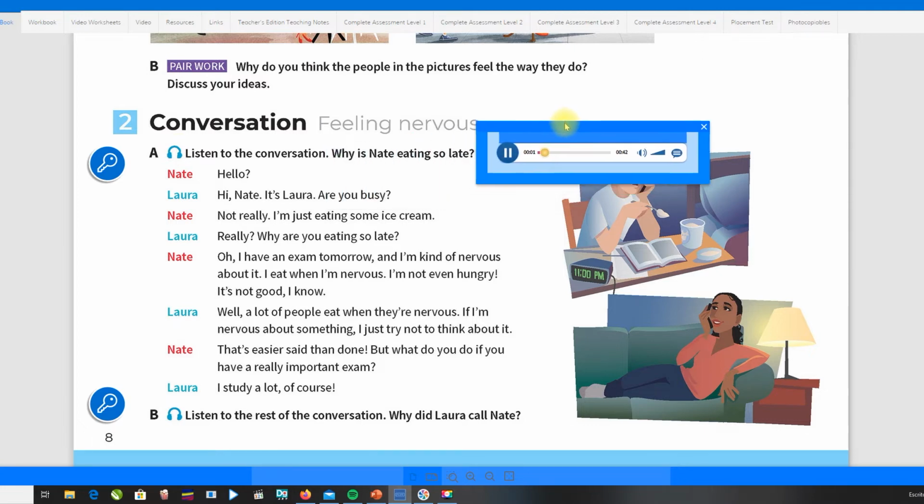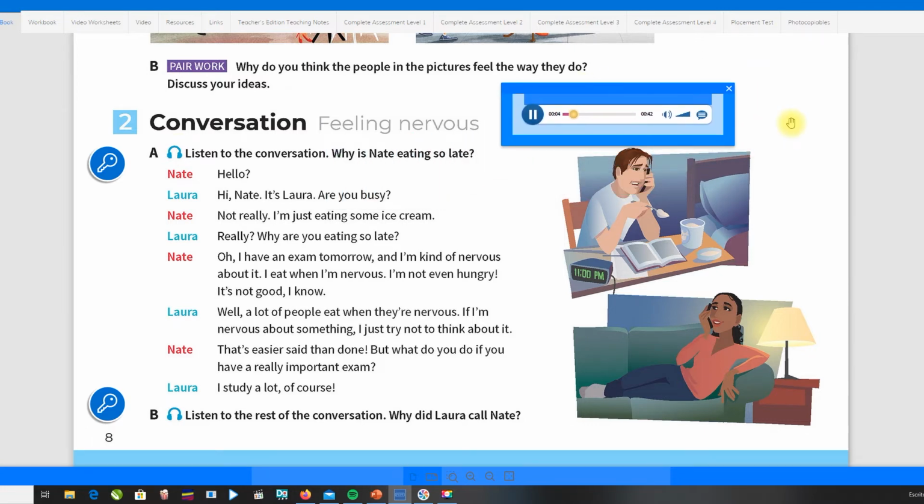Page 8. Exercise 2. Conversation. Feeling nervous. Part A. Hello? Hi, Nate. It's Laura. Are you busy? Not really. I'm just eating some ice cream. Really? Why are you eating so late? Oh, I have an exam tomorrow, and I'm kind of nervous about it. I eat when I'm nervous. I'm not even hungry. It's not good, I know. Well, a lot of people eat when they're nervous. If I'm nervous about something, I just try not to think about it. That's easier said than done. But what do you do if you have a really important exam? I study a lot, of course.